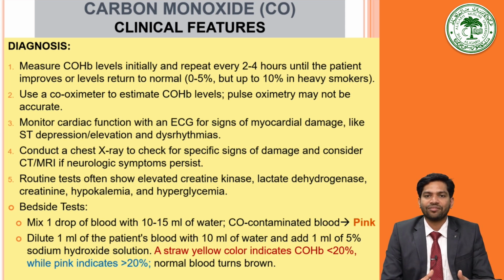Monitor cardiac function with ECG for signs of myocardial damage like ST depression or elevation and dysrhythmias. Conduct a chest X-ray to look for specific signs of damage and consider CT or MRI if neurological impairment persists. Routine blood and urine tests show elevated creatine kinase, lactate dehydrogenase, creatinine, hypokalemia and a picture of hyperglycemia. These parameters shall be monitored and symptomatic treatment for them shall be given.